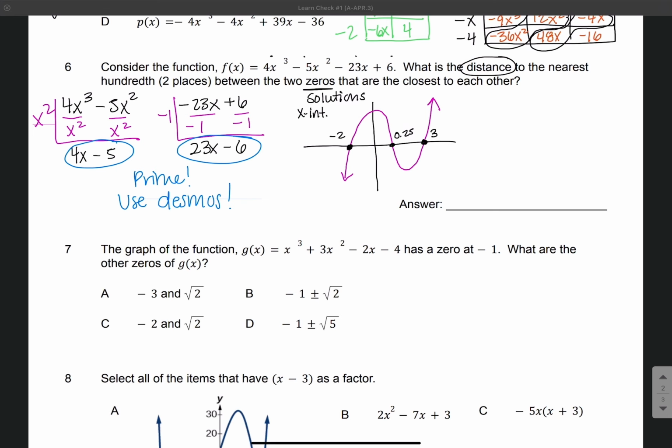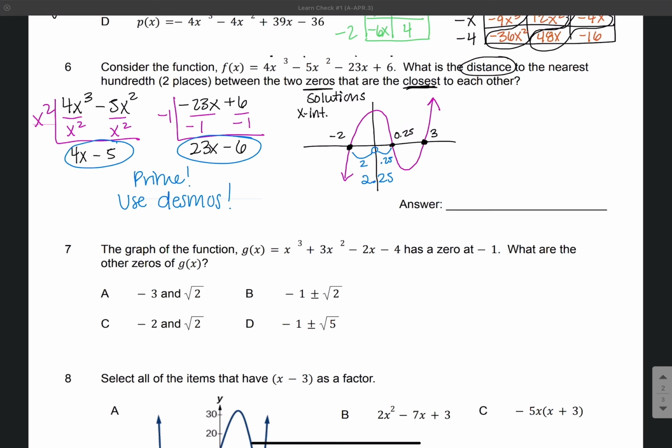So we want the distance to the ones that are the closest to each other. I kind of figured out the distance between both of them. So if I did from -2 to 0, that would have been 2. And then this would have been 0.25. So that would have been a total distance of 2.25.